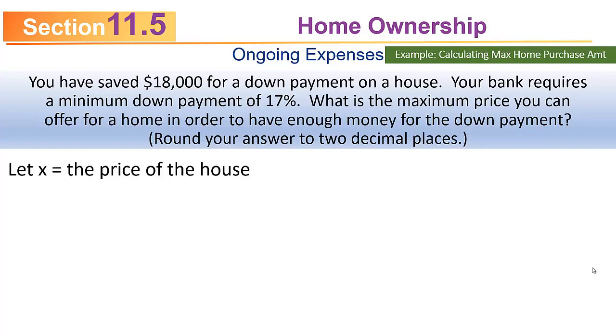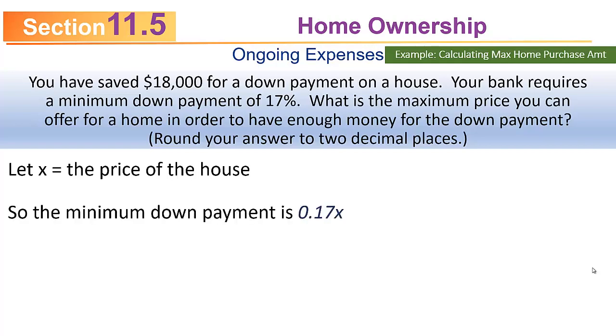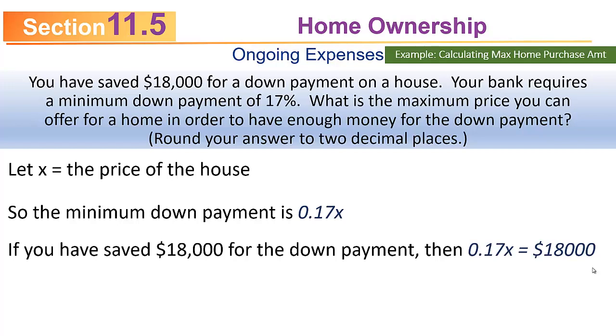Well, this is going to require a little bit of algebra, so let's call X the price of the house, because that's what we're looking for. How expensive a house can you actually afford? The bank is going to require you to make a down payment of 17%, so if you can't come up with that 17% down payment, you can't buy that house. It says you saved $18,000, so that means that $18,000 has got to be 17% of the price of the house. That gives you a nice little simple equation.